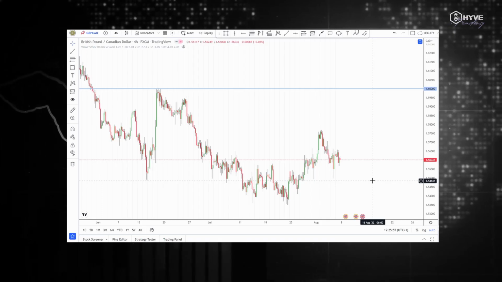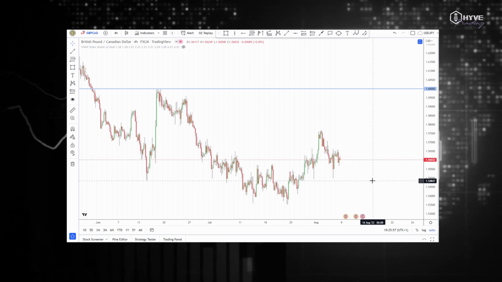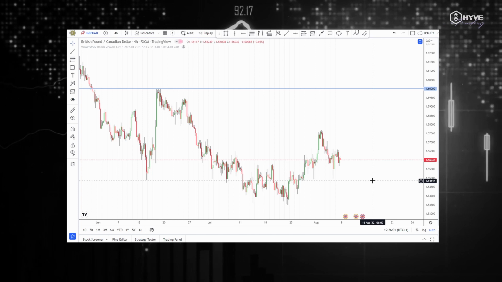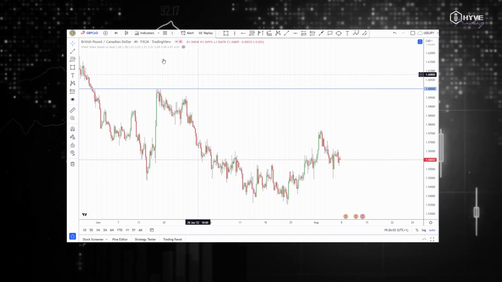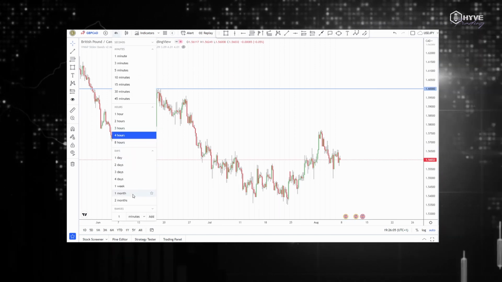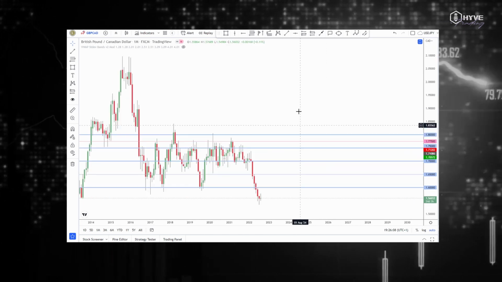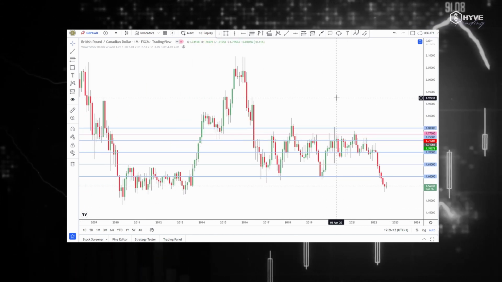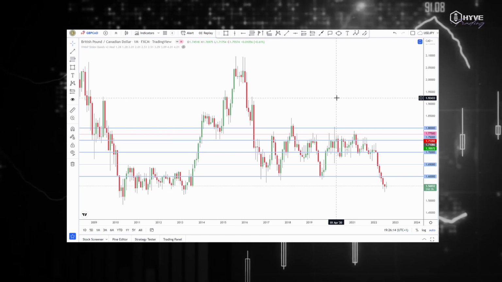Okay guys, so blank chart, nice and clean. What I'm gonna do is head over to the monthly time frame where I usually start in terms of trying to develop a directional bias.